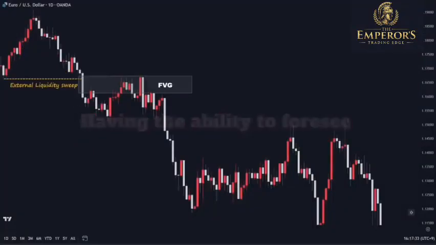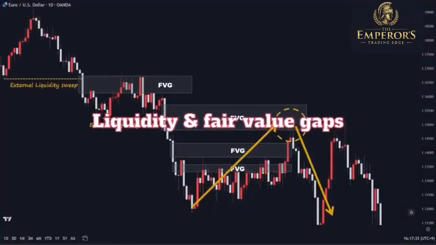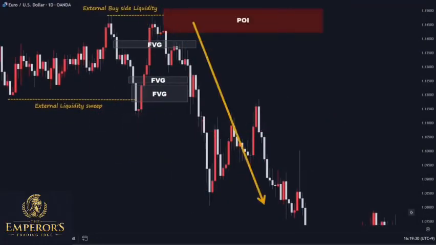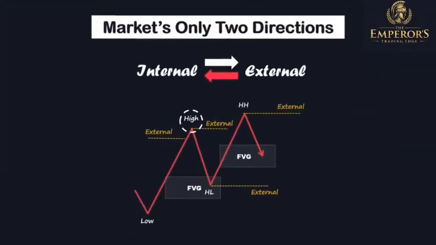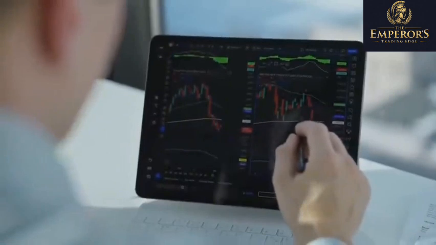To foresee where price is likely to move based on the hidden forces of liquidity and fair value gaps. It's like having a roadmap to market momentum, a roadmap we're about to unfold right before your eyes. In this advanced episode, we're diving deep into the intricate relationship between internal and external liquidity, revealing how price ebbs and flows between them, all while filling the gaps that define market equilibrium.